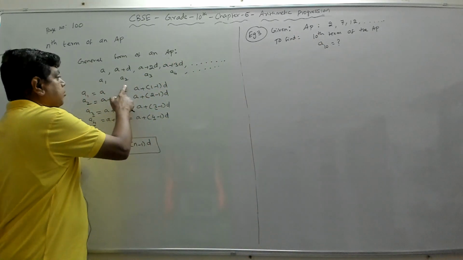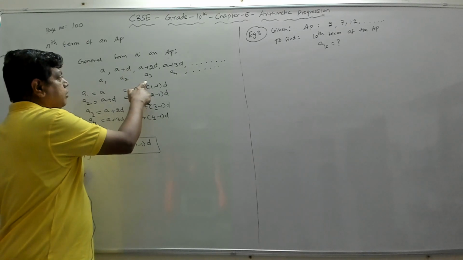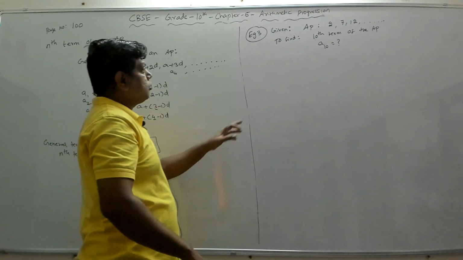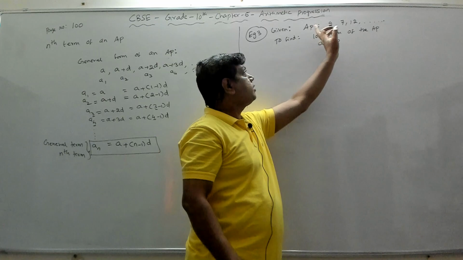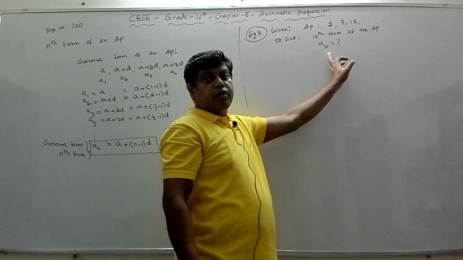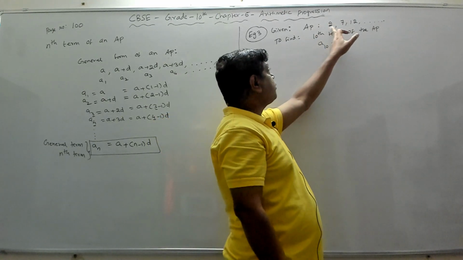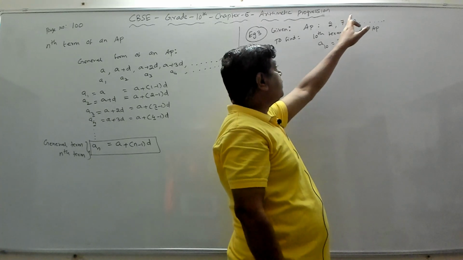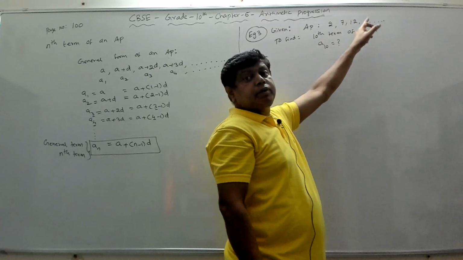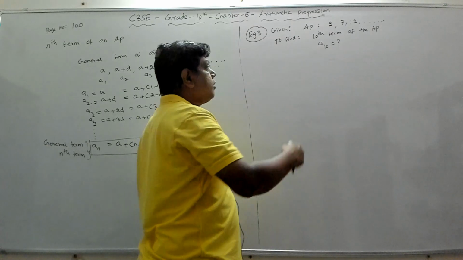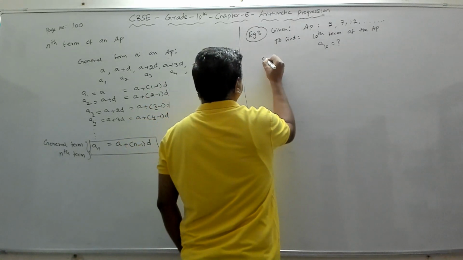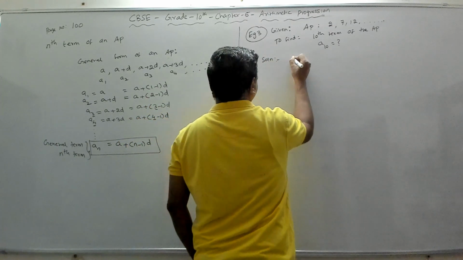a2 is the second term, a3 is the third term, a4 is the fourth term. So if you want to find the 10th term of this AP, we have to find a10. This is the first term. The first term is 2, the second term is 7, the third term is 12. Now what will be the 10th term? That's the question. So a10 we have to find. So the solution is: what is the formula for an?